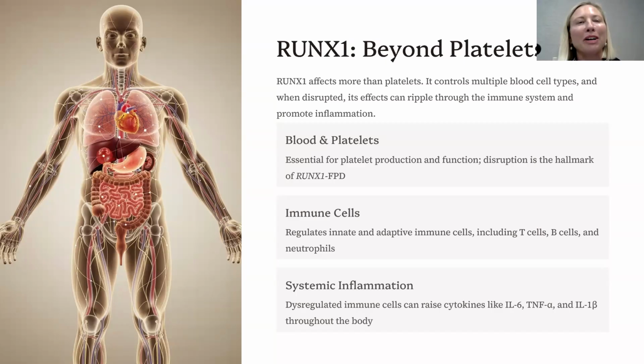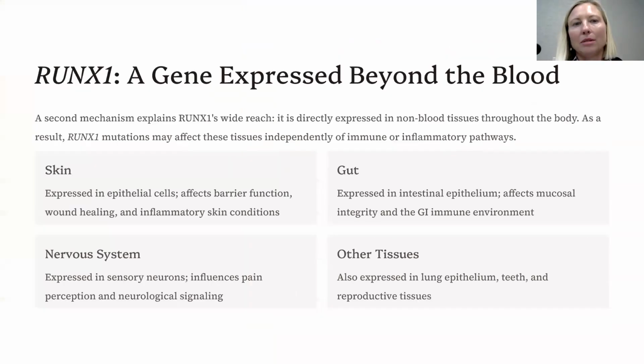So from the very beginning, RUNX1 functions within the blood system, and the blood reaches the entire body, right? And so what's flowing and streaming through the blood can touch all these other organs and can affect how those organs function. But there's more.